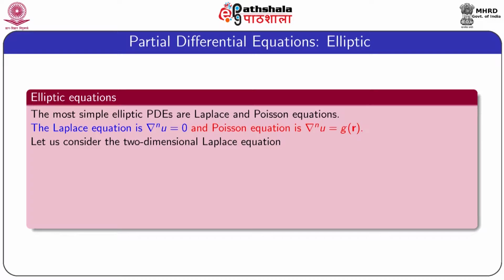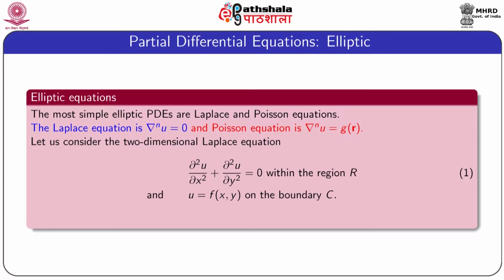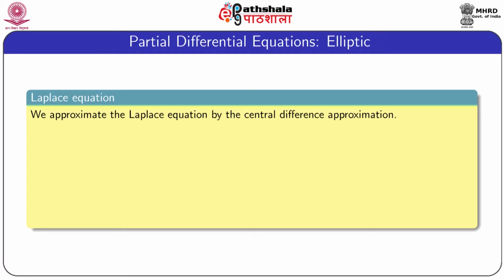Now let us consider the two-dimensional Laplace equation, that means ∂²u/∂x² + ∂²u/∂y² = 0 within the region R and u = f(x,y) on the boundary C. In this problem, both the variables x and y are space variables. Now we approximate the Laplace equation by the central difference approximation. So using the central difference approximation, the Laplace equation in two dimensions becomes as in equation 2.